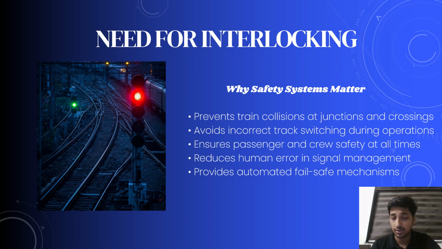What is the need for interlocking? Interlocking is required to prevent train collisions at junctions and also at some platforms. It helps avoid incorrect switching of tracks. It ensures the safety of passengers as well as railway staff. It also reduces dependency on manual control, which can lead to errors. Therefore, it is a very important part of modern railway systems, which is interlocking.